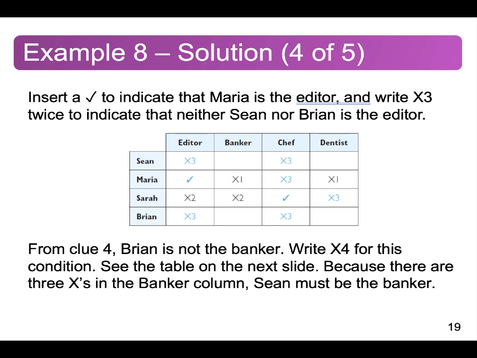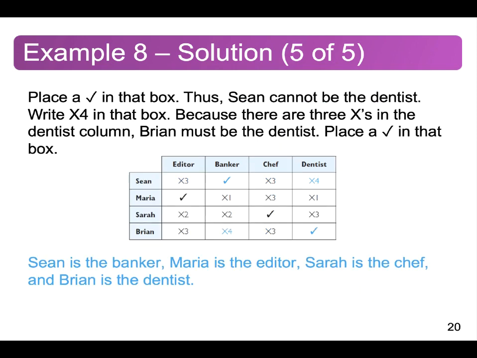That in turn shows us that Maria has to be the editor, and so now neither Sean, Sarah, nor Brian can be the editor. Then we use our fourth clue that the banker lives next door to Brian. So that tells us that Brian cannot be the banker, and so we can cross that out, telling us that Brian must be the dentist, so Sean cannot be the dentist, leaving us with the idea that Sean is the banker. So this is an example of deductive reasoning, solving these logic puzzles.